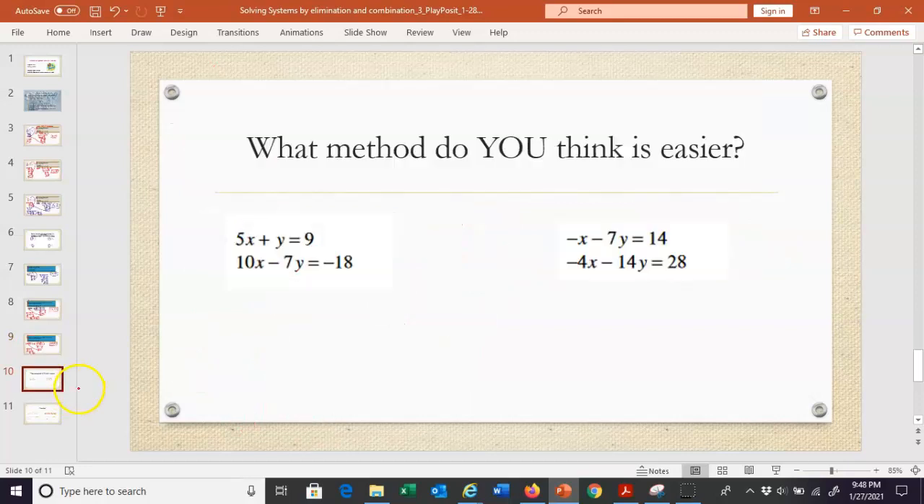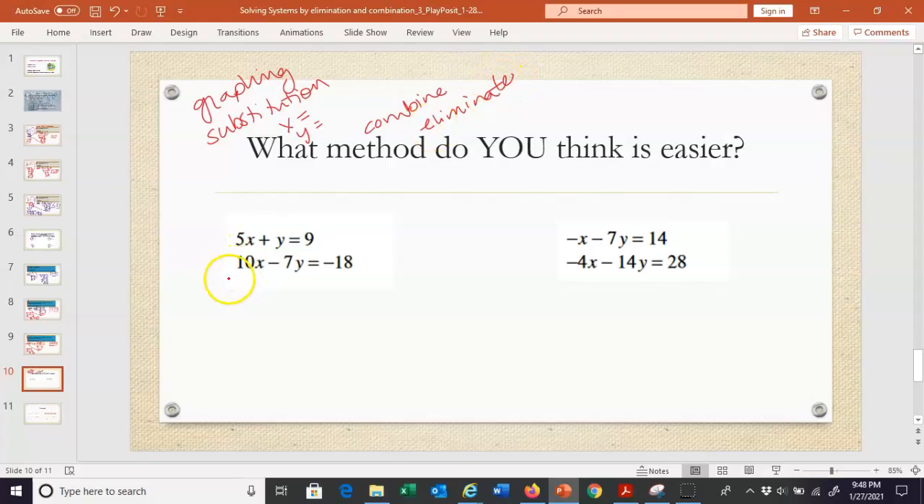What method do you think is easier? So now we have 3 methods in our pocket. We have graphing, we have substitution. So we did mostly last class, right? That's where you get it to be x equals or y equals something. And then today we did combination elimination. Combine and eliminate.